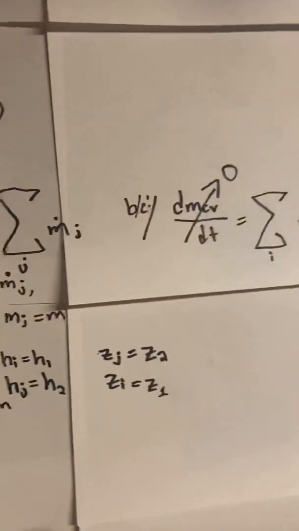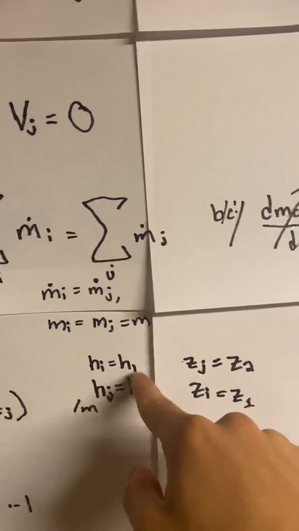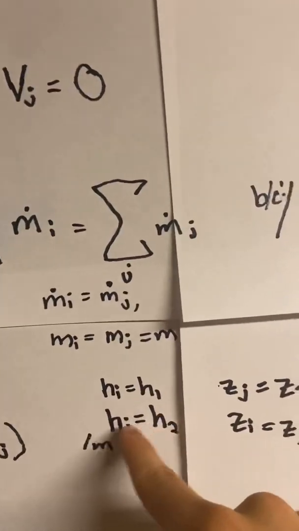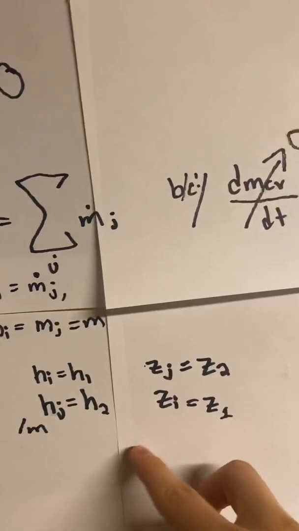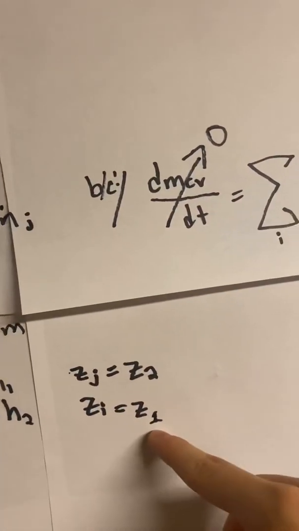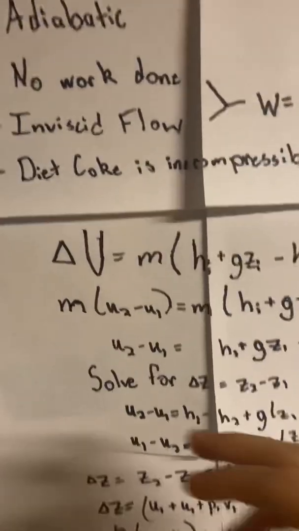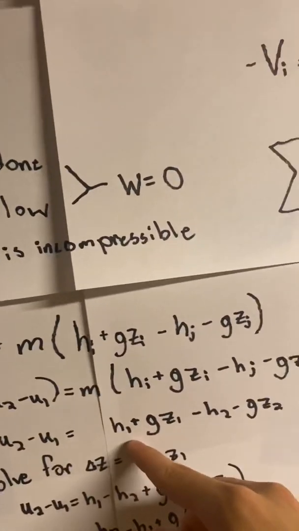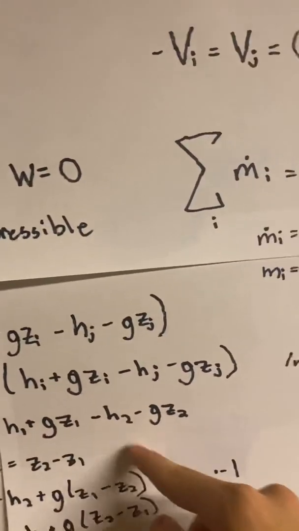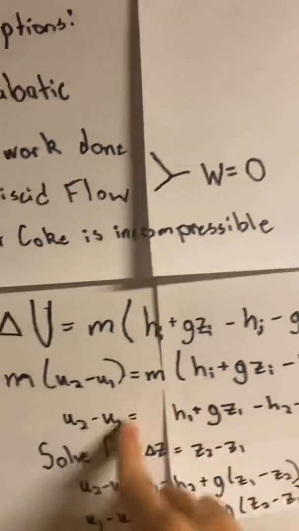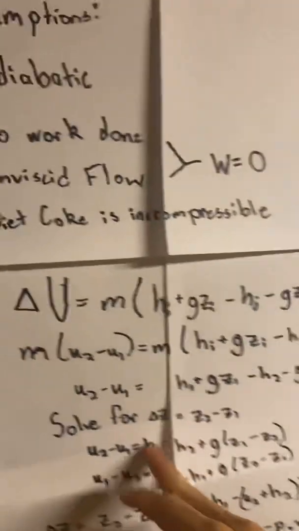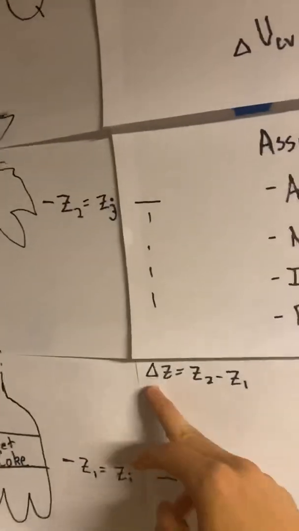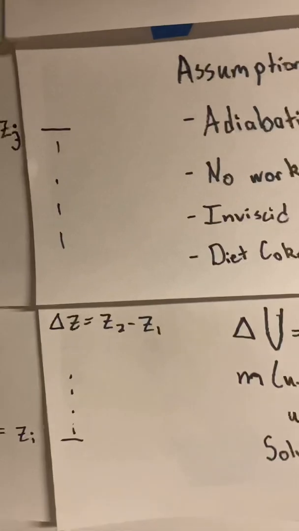And here I'm defining some things, just that our initial values are equal to h1. So hi is h1, hj is h2, and then zi is z1, zj is z2. So we have u2 minus u1 equals h1 plus gz1 minus h2 minus gz2. We just divide the masses out, and we're going to solve for delta z, because delta z is the height, and that's what we want to end up comparing at the very end.